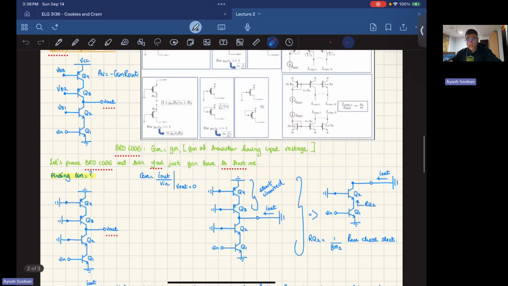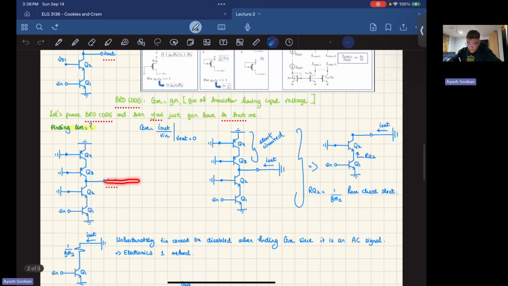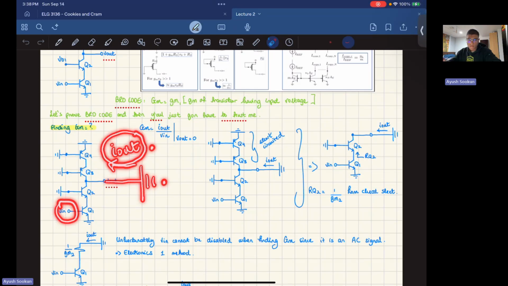And what is the equation for Gm itself? Gm is the output current over the input voltage when the output voltage is zero. It's pretty simple. You ground the output, so the output voltage is zero. Now, what is the output current? It's the output current right here going from ground into the circuit, and you want to find this value over the input value.